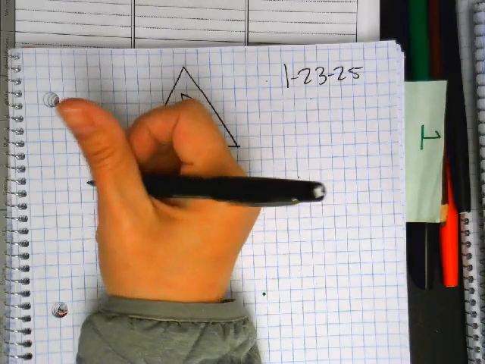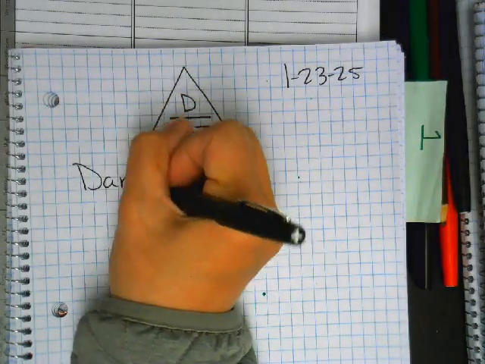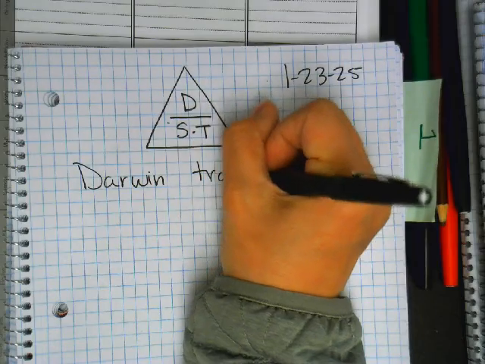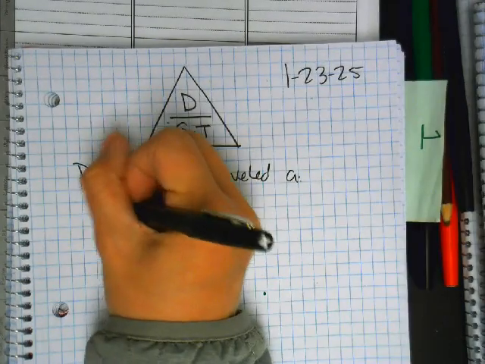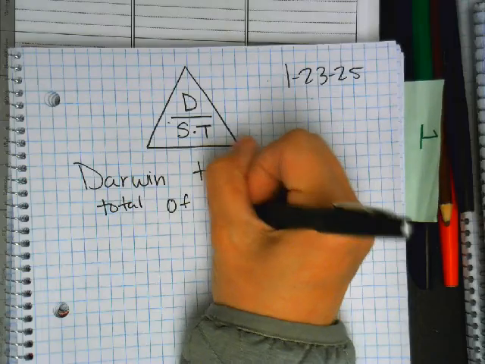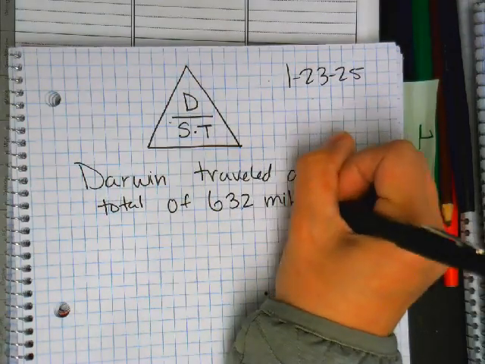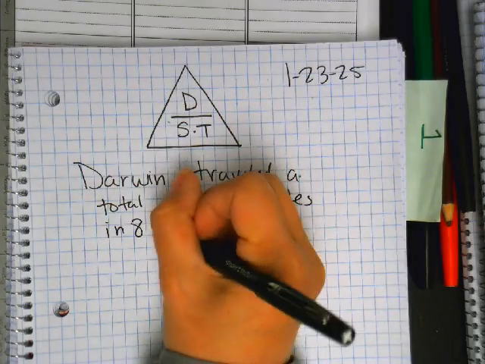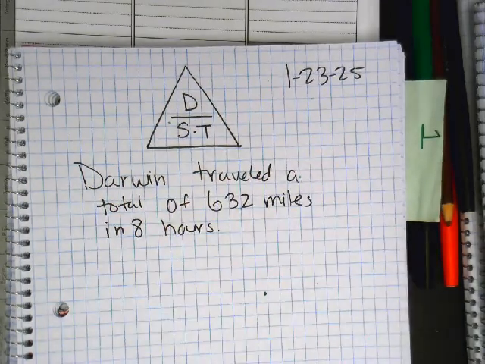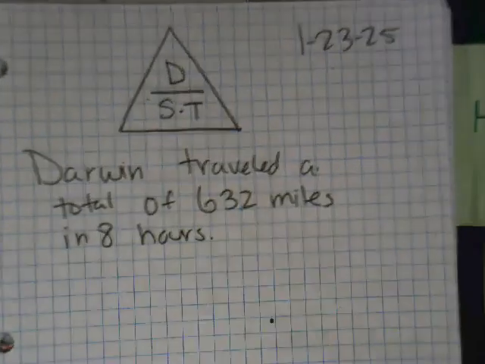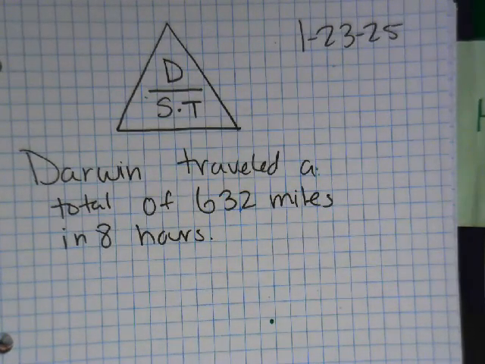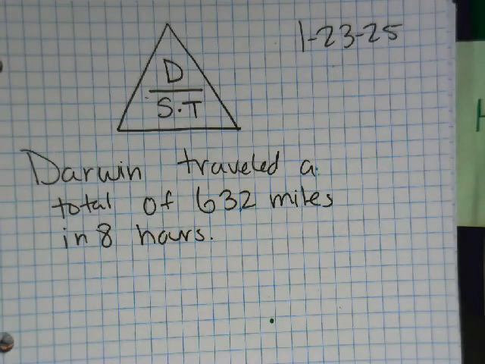All right. Darwin traveled a total of 632 miles in 8 hours. Okay, Darwin traveled a total of 632 miles in 8 hours. What am I going to ask you? So what does 632 miles represent?